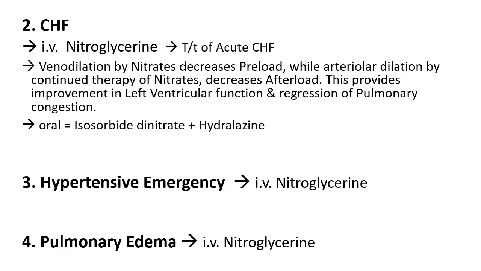The other use of nitrates is treatment of congestive heart failure. Intravenous nitroglycerin is given for treatment of acute congestive heart failure. Venodilation by nitrates decreases preload, while arteriolar dilation by continued therapy of nitrates decreases afterload. This provides improvement in left ventricular function and regression of pulmonary congestion.